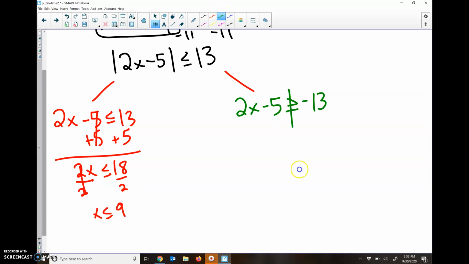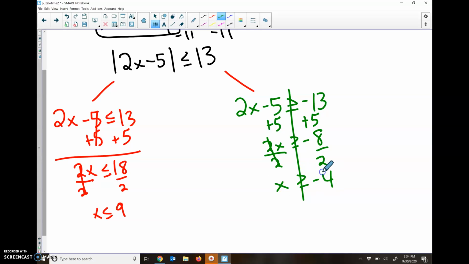And over here with the other problem, I'm going to add 5 to each side, add 5. So 2x is greater than or equal to negative 8. Divide by 2, divide by 2. x is greater than or equal to negative 8 divided by 2, which is negative 4.